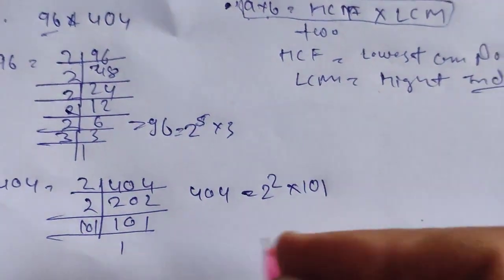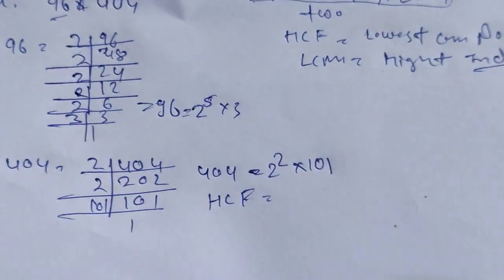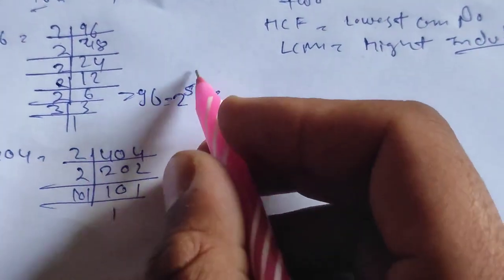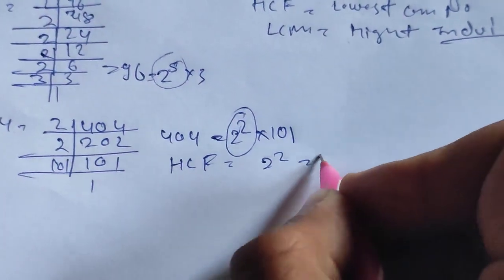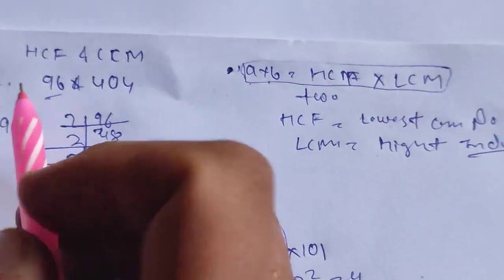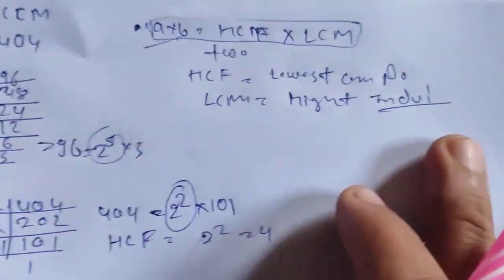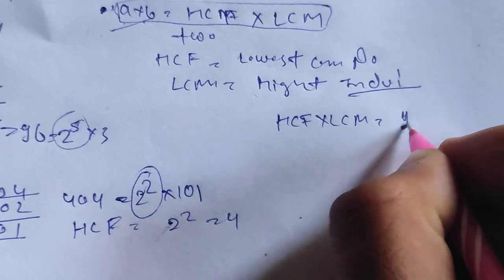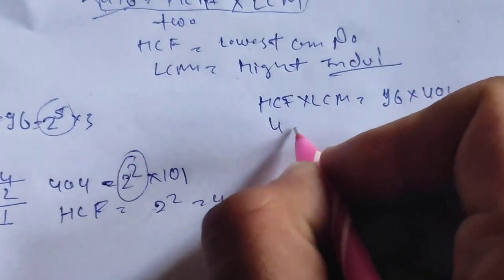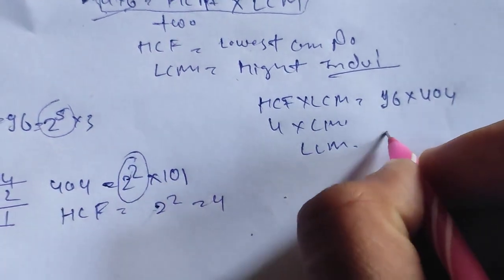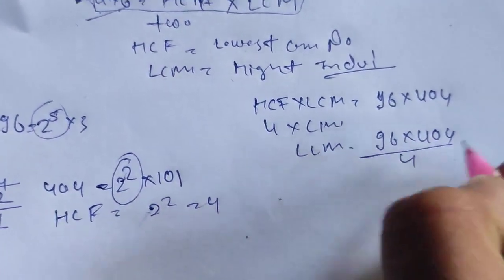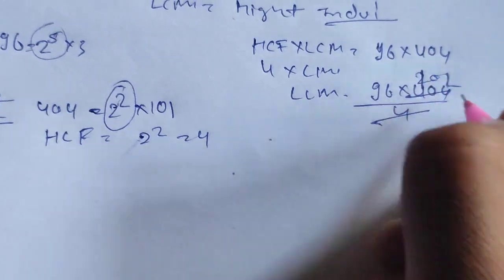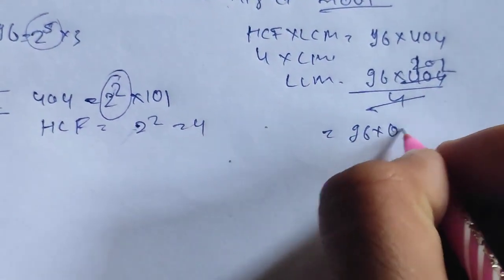Now we talk about the HCF. It means we use the common term with the lowest power. The lowest power of 2 here is 2, so the HCF is 2 squared, which is 4. And for the LCM, since we have two numbers, we use the concept that HCF into LCM equals the product of the numbers, rather than finding the LCM individually. So 4 into LCM equals 96 into 404. So the LCM becomes 96 into 404 divided by 4, which is 96 into 101.